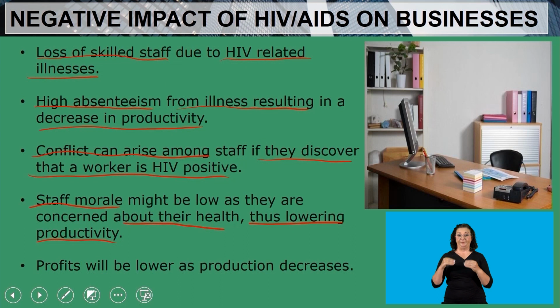Profits will be lower as production decreases. So obviously, if these employees are absent in the workplace, if these employees who are HIV positive are not productive in the workplace, then what's going to happen? Then profits of the business are going to be what? They are going to be also affected because they are going to be low.